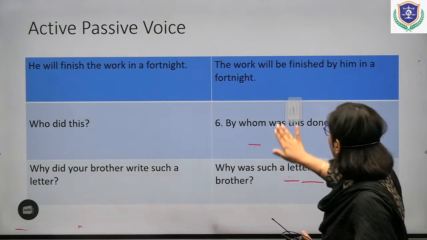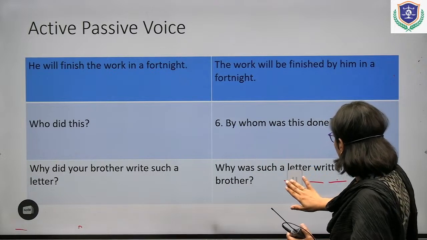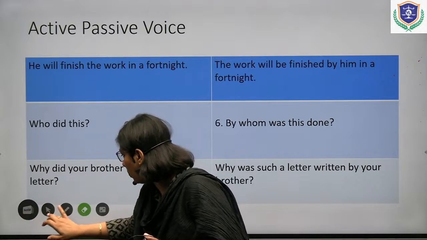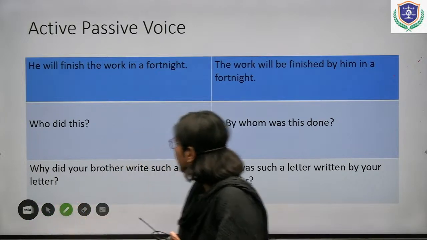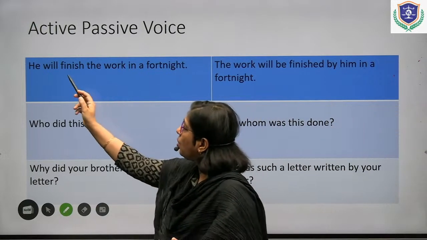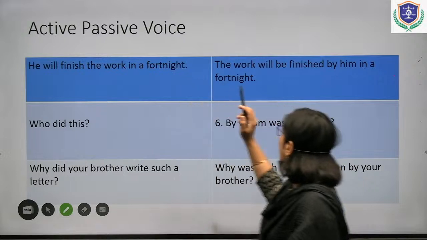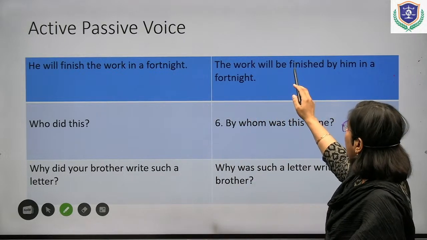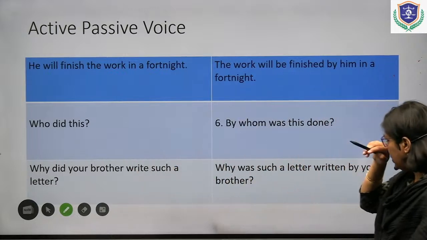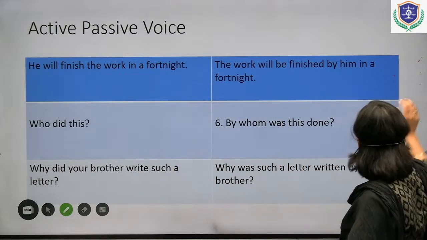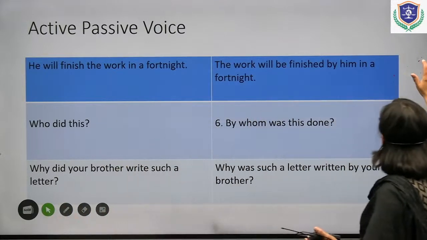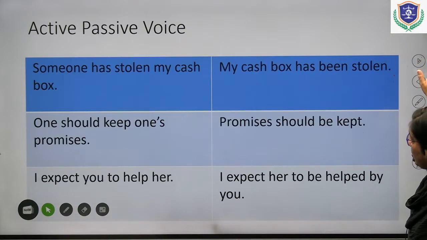Now, as we go ahead, we will quickly look at these sentences. He will finish his work, so of course will finish, work, will plus be plus finished. So that is who did this, by whom was this done. I actually want to take your attention to the last parts which are there.